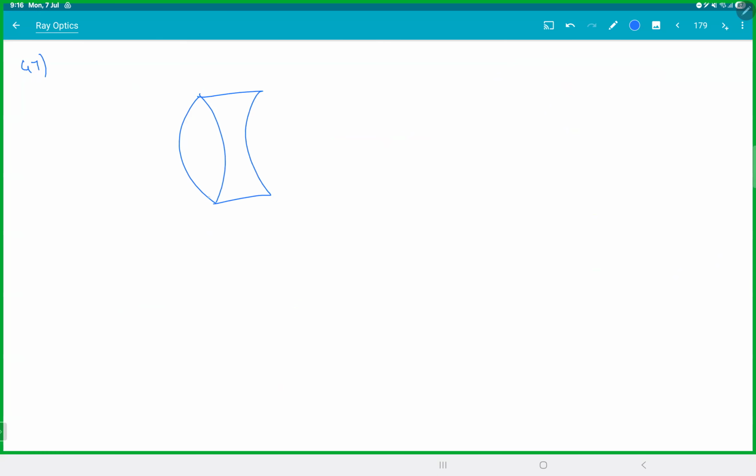So we got two lenses stuck like this with a silvering here. We have two lenses with a mirror there. So object here, this is X. Find X if the final image is on the object. This is the fourth time using something like this.